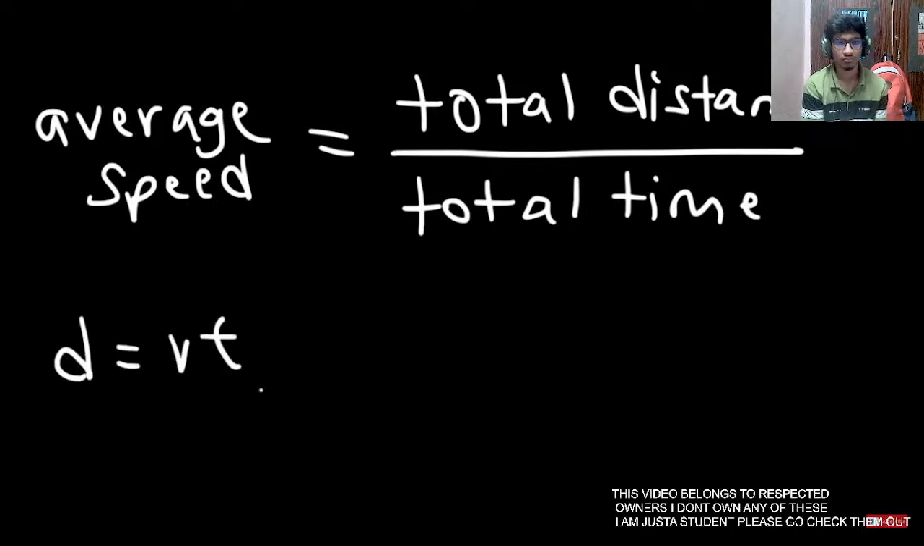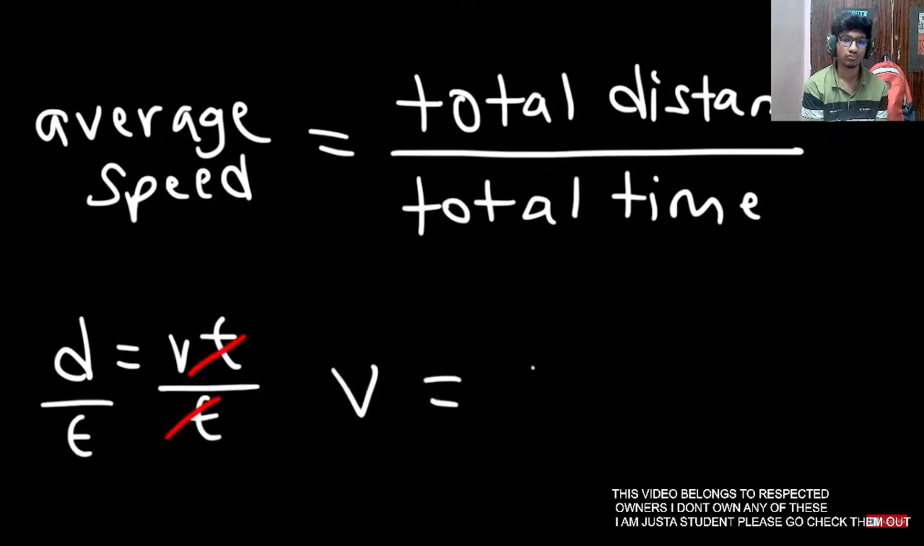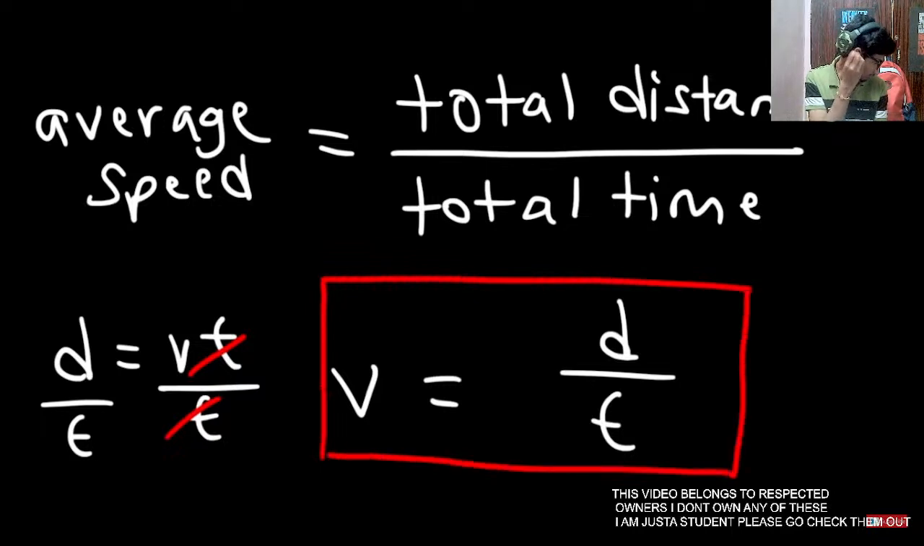v can be described as the speed or the velocity. So if you divide both sides by t, you could cancel it on the right side. You'll see that v, which is the average speed in this case, is equal to d over t. So average speed v is equal to the total distance d divided by the total time t.